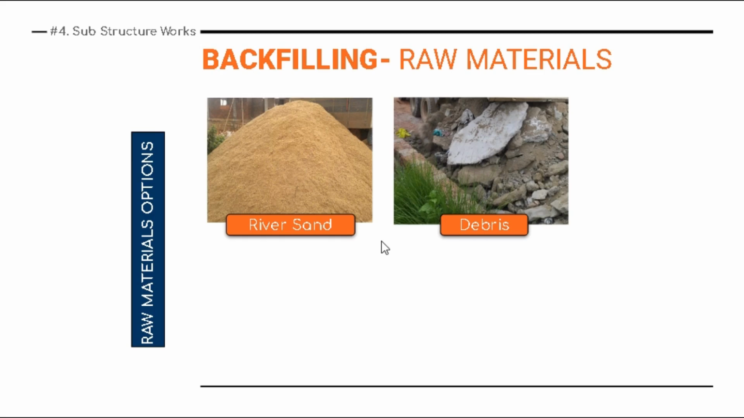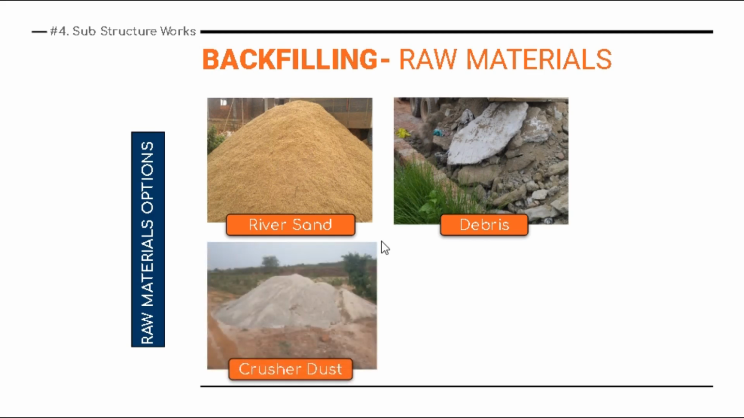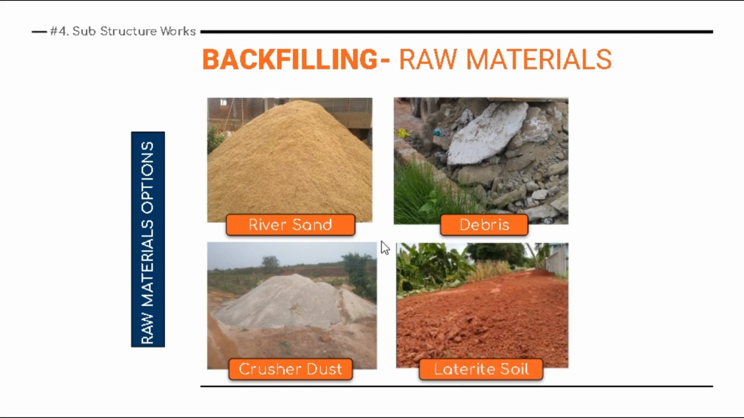The next is crusher dust. This is basically a byproduct of stone quarries, so you can use crusher dust as well, but it is a bit costlier than river sand. If it is not, then use it. Then the last, and one of the best, is laterite soil. If it is available naturally in your location, then use this, because this is also a best quality backfilling material.